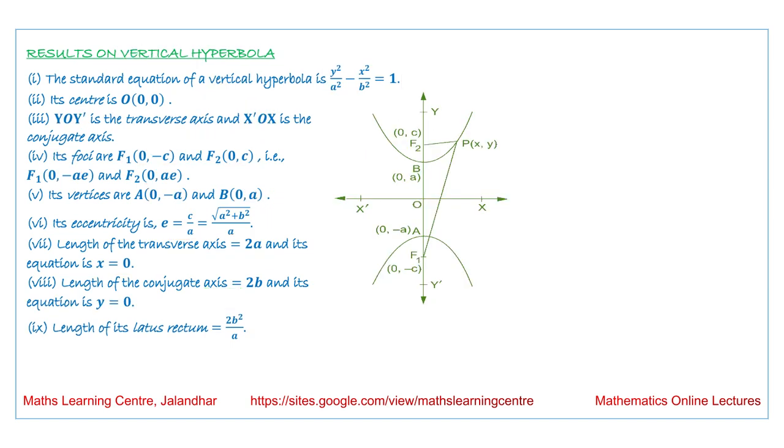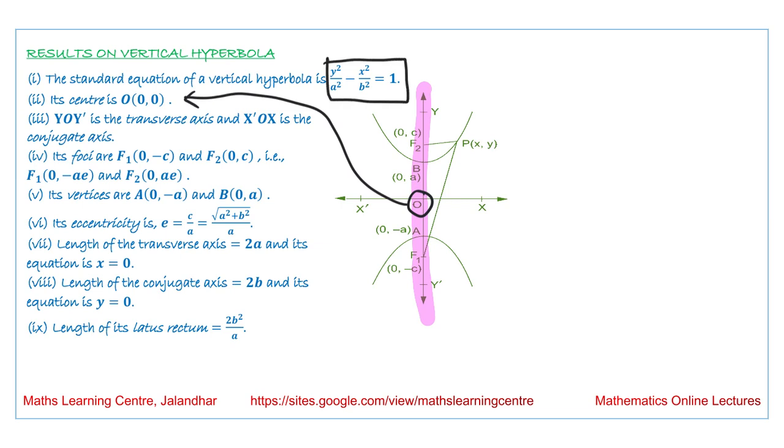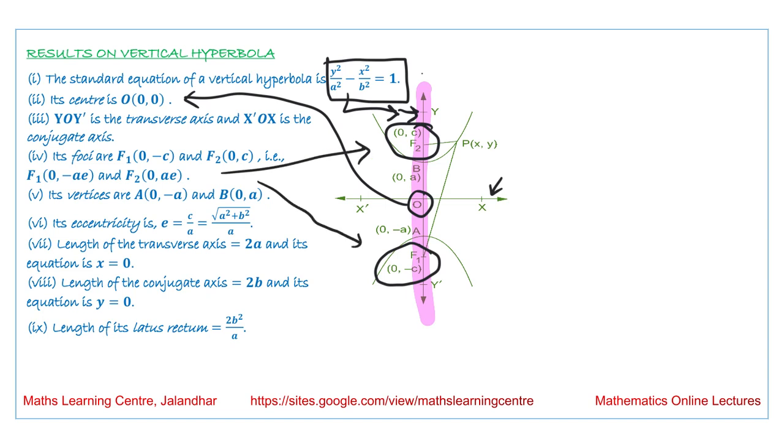Similarly, we can obtain the results related to the vertical hyperbola. Vertical hyperbola means the transverse axis is now the y-axis. This is the vertical hyperbola, and this is the center O. The equation is y square over a square minus x square over b square is equal to 1. The transverse axis is the y-axis, and the conjugate axis is the x-axis. The foci are (0, minus c) and (0, c). The vertices now lie on the y-axis: (0, a) and (0, minus a). For eccentricity, the formula is the same, c over a.